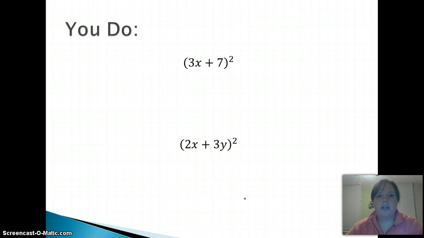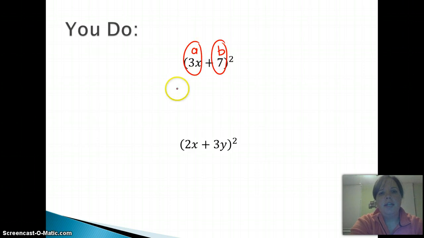If you want to, pause and try these two using the method we just went through. Again, this is a, this is b. So it's a squared, which is 3x squared. And then it's plus 2 times a times b. a times b is 21x, and 2 times that would be 42x. And plus b squared, so 7 squared, 49.